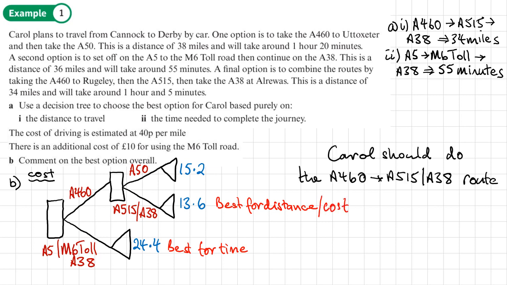So my advice to Carol would be to take this middle option here and take this route, because in terms of distance and cost, it's the best route. However, we've got this toll road, that's the best for time, but is it worth it? Is it worth paying another £10 just to save a few minutes on journey time? And I think actually Carol would only save 10 minutes taking this route, and is it worth paying £10 to save 10 minutes? That's £1 a minute.